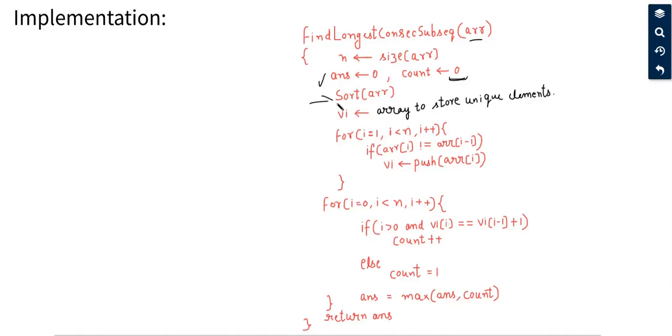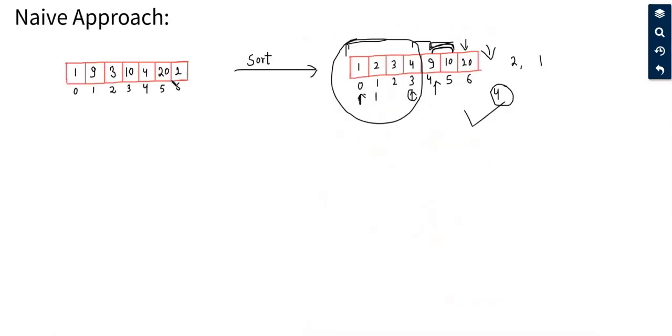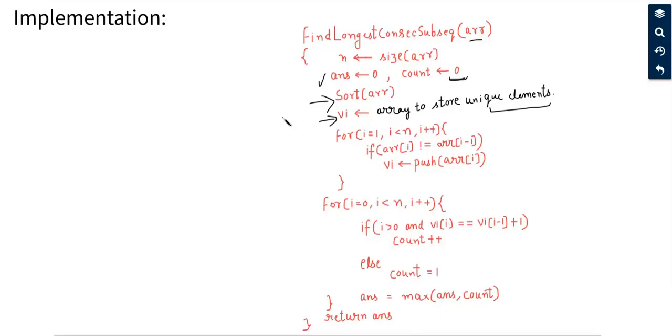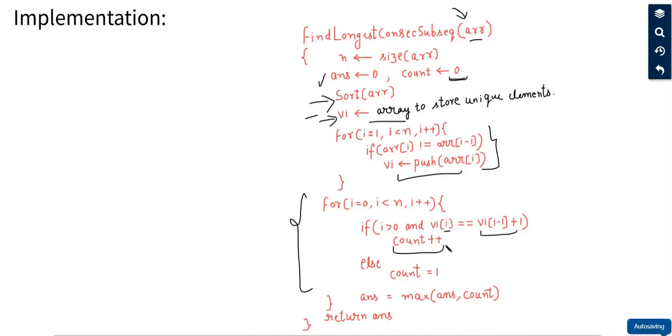Then I sort the array and I initialize another empty array to store the unique elements. So I'm handling the case that if the array contains duplicate elements, then I have to remove those duplicate elements. Then I iterate over this array and I check if the ith element is 1 greater than the (i minus 1)th element. If this is the case, then I am incrementing the count by 1. Otherwise, I am reinitializing my count and updating the answer variable with this. This is how we solve this problem in a naive way.